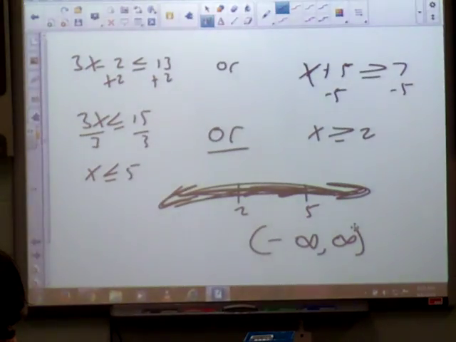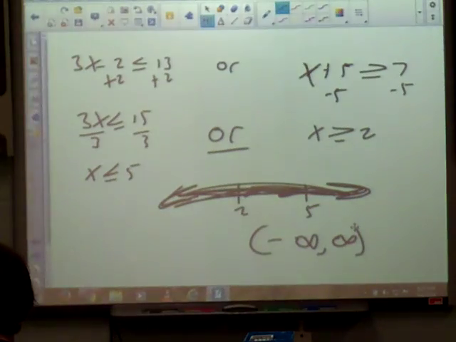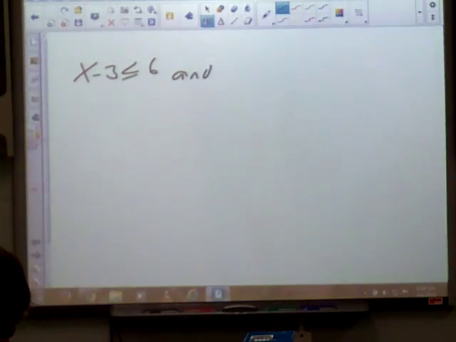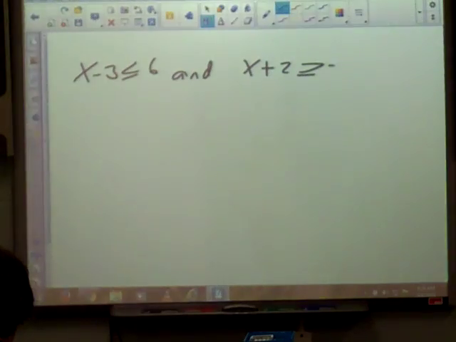Alright, let me give you some to try and see if you can get them now. Number 1 here says x minus 3 is less than or equal to 6, and x plus 2 is greater than or equal to 7. Okay.